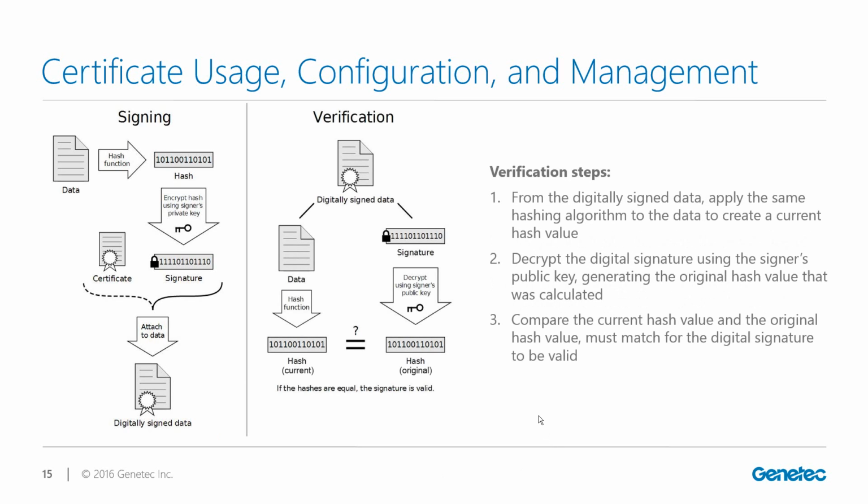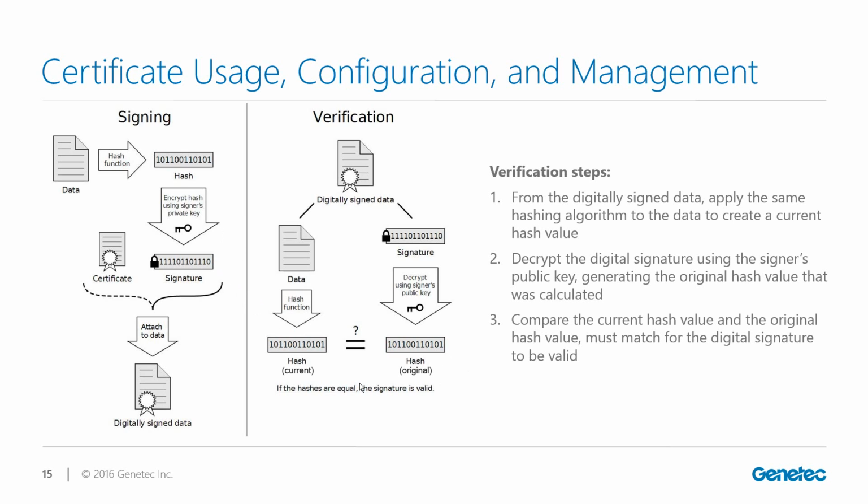On the destination side, it has to go through verification steps now. It takes that digitally signed data and splits it into the data and the digital signature. The first thing it does is apply that exact same hash function, that same algorithm, to the data, and then it gets a new hash value. We call that the current hash value because it is relative to the current data that it's holding. Then it takes the signature that it received and decrypts it using the public key that it received, and then we get the original hash value.